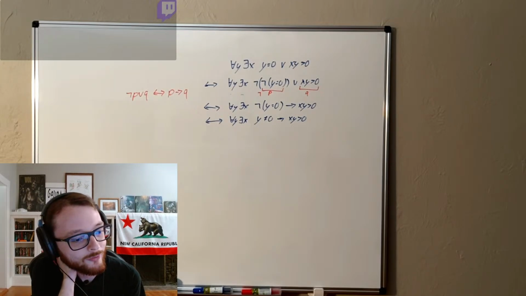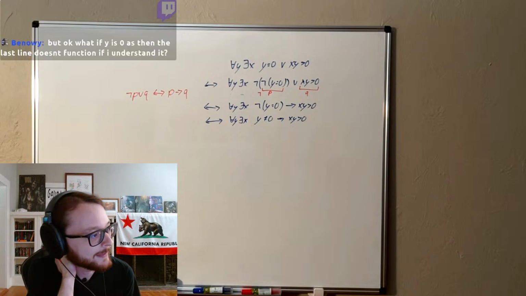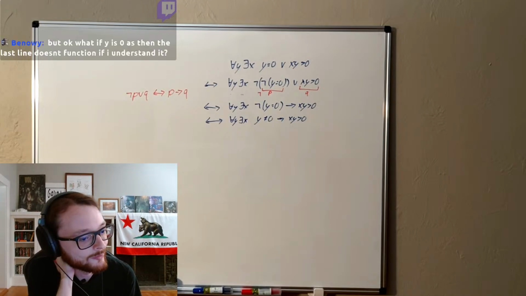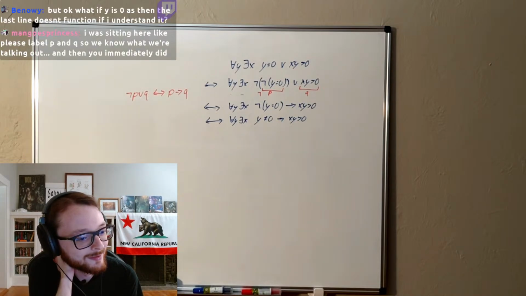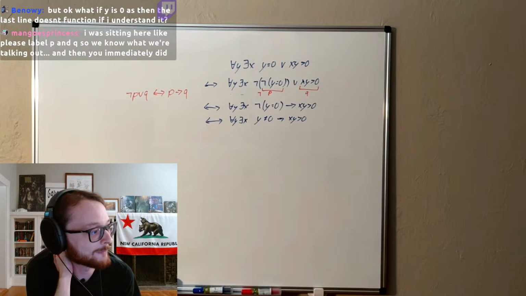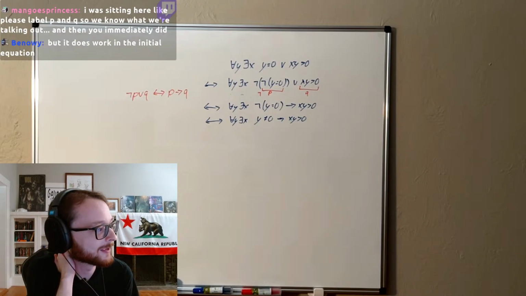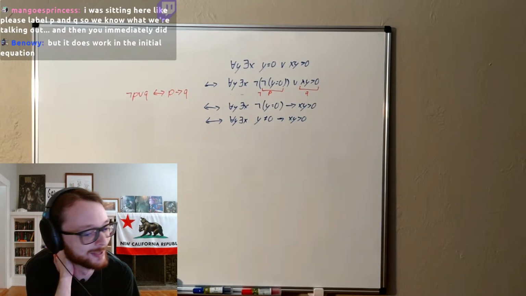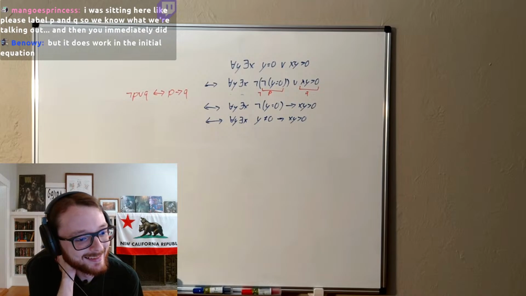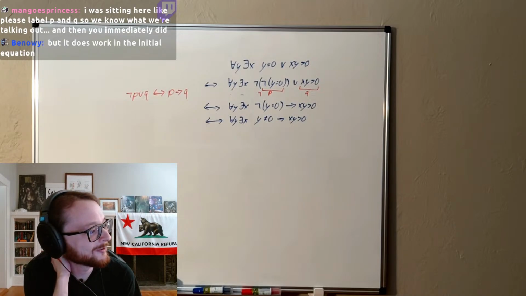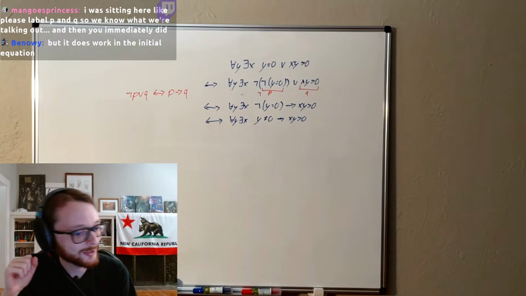What if y is 0? Yeah, I was kind of wondering that in my head too. These little p and q, I did that for my own benefit, to be honest, because I was getting confused which not to use. So I think this is still okay because of if-thens being vacuously true.